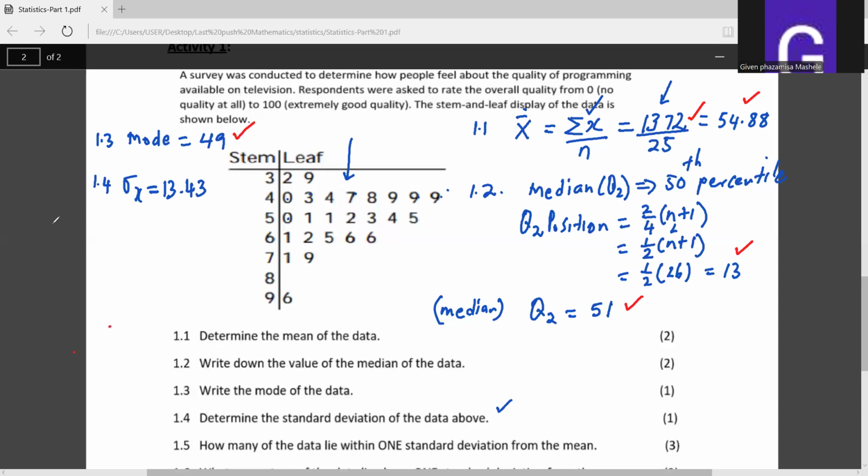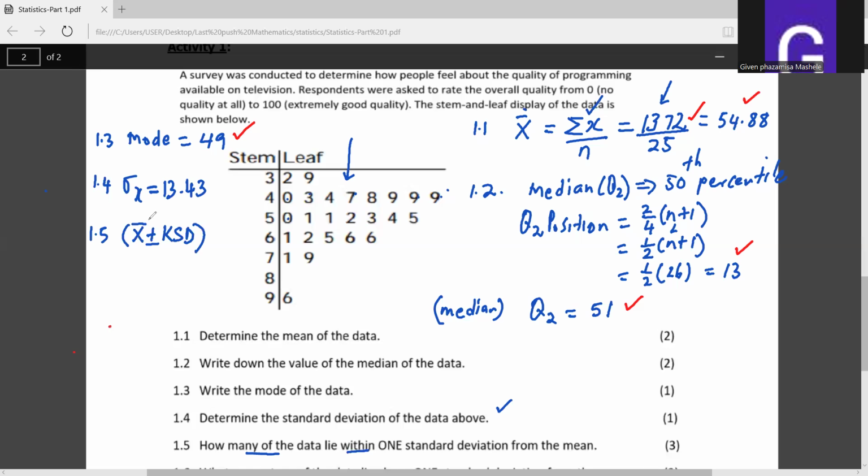And these are typical exam questions. Right, number 1.5. It says how many of the data, so it means you have to count, lie within one standard deviation from the mean. How are we going to do that? There is a formula to do that, which says the mean plus or minus k times the standard deviation.